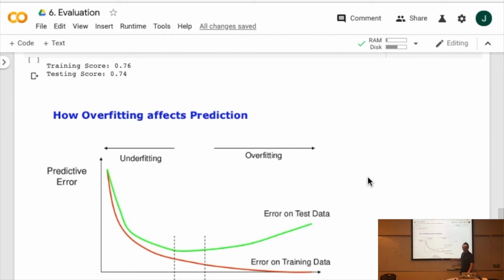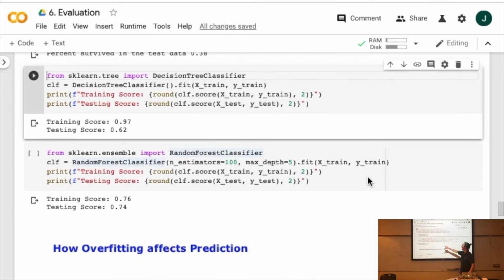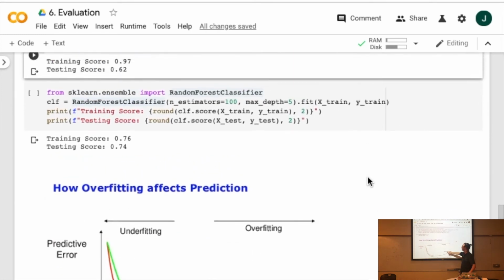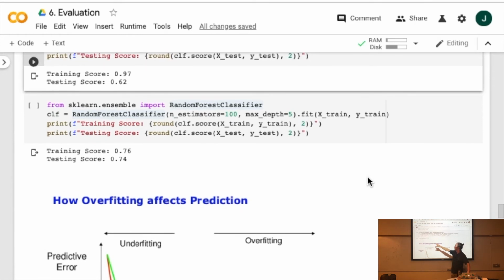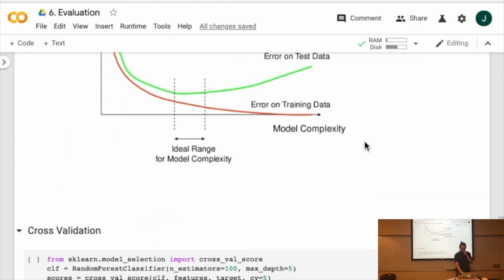And so that's why you saw the decision tree had a really high training score but a low testing score, so the decision tree would be over here, right? But the random forest had about the same training and testing score, so maybe that was over here. So we want to choose the model before our error on the testing data starts going up. All right, so that's all good.